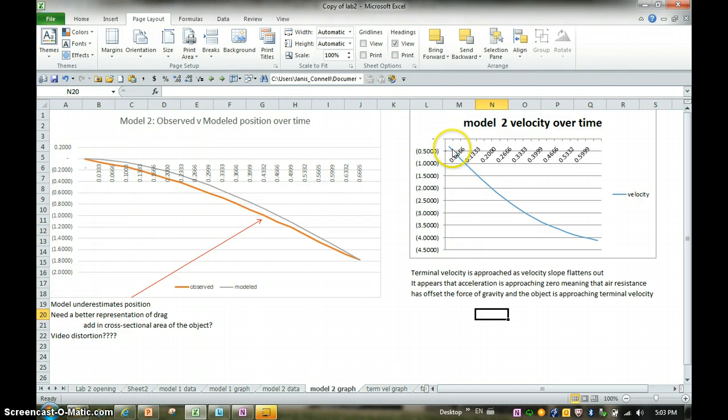In looking at velocity over time for Model 2, you can see it's not linear, it's a curved line, and it's beginning to flatten out at the end. Terminal velocity is approached as the slope of this line flattens out. In this case, I don't reach terminal velocity because my observation period is too short. Had I dropped this object from a higher distance, it may have reached terminal velocity in my observation.